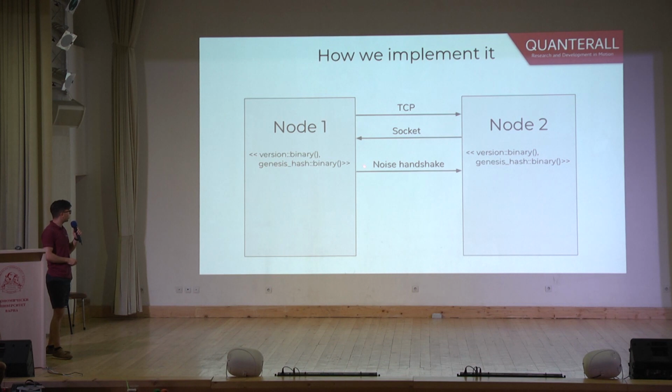Then we're going to start doing our noise handshake. But before that, we actually have this prologue data, which is going to hold the version of the blockchain at the moment, and then the Genesis hash. So before the handshake is done, we're going to see if this prologue data is the same on node 1 as in node 2. So if the version and the Genesis hash are the same.